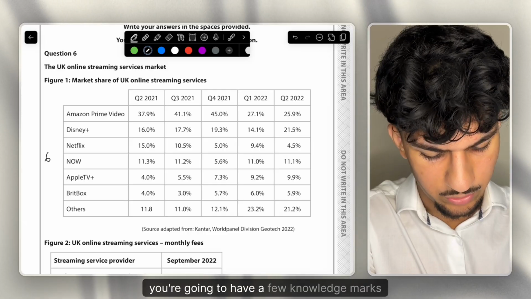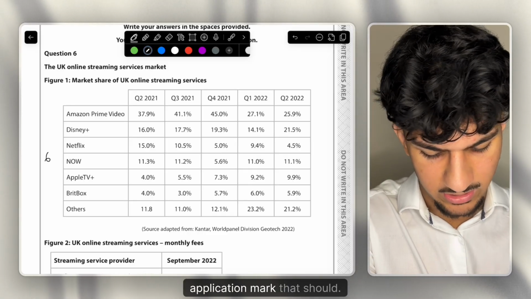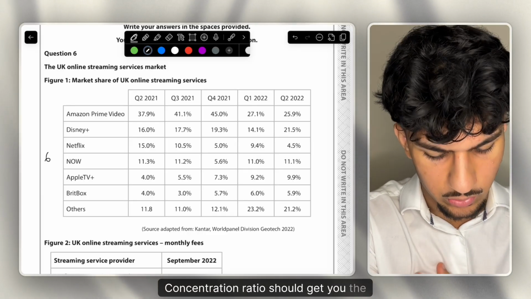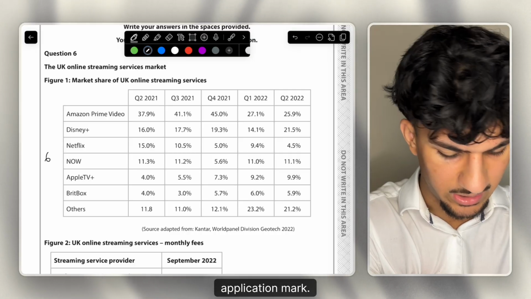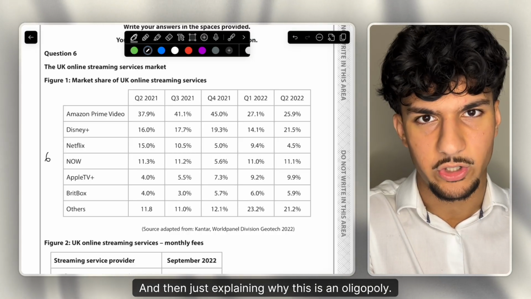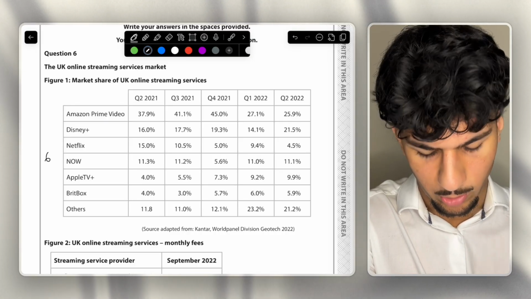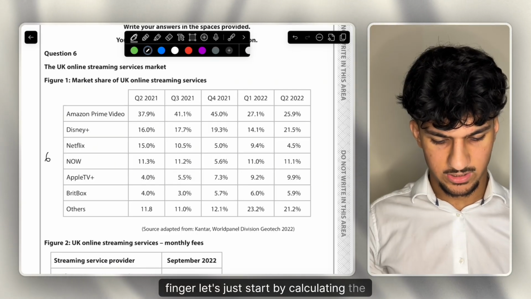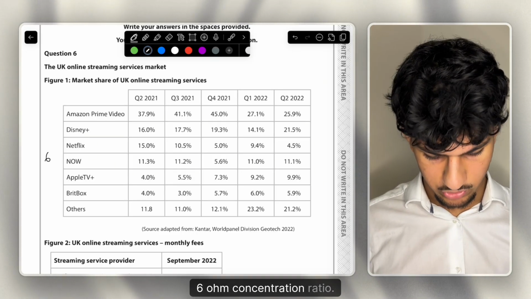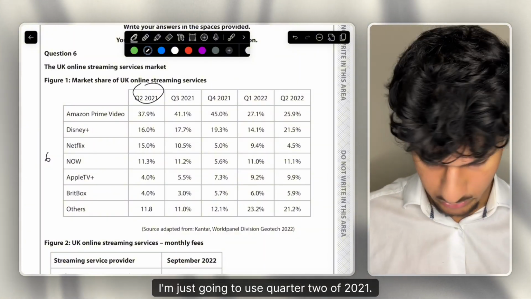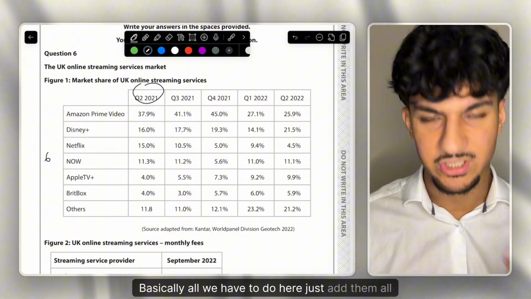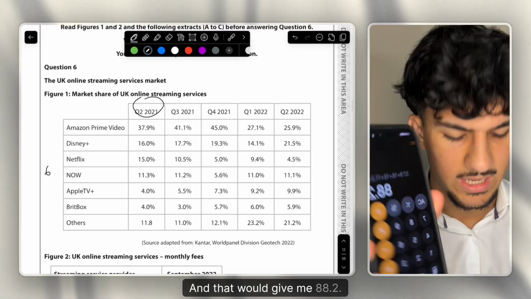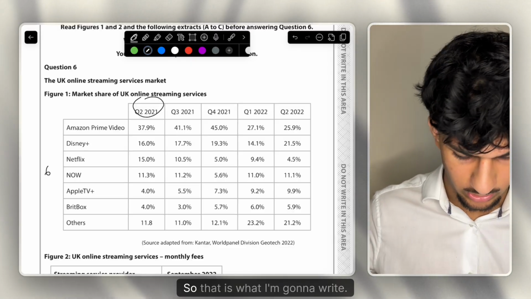So you're going to have a few knowledge marks and an application mark. The concentration ratio should get you the application mark, and then just explaining why this is an oligopoly: a few large firms dominate the market, and then explanation. So since we're on the figure, let's start by calculating the 6 firm concentration ratio. I'm just going to use Q2 of 2021. All we have to do is add them all together, and that gives me 88.2. So that is what I'm going to write.